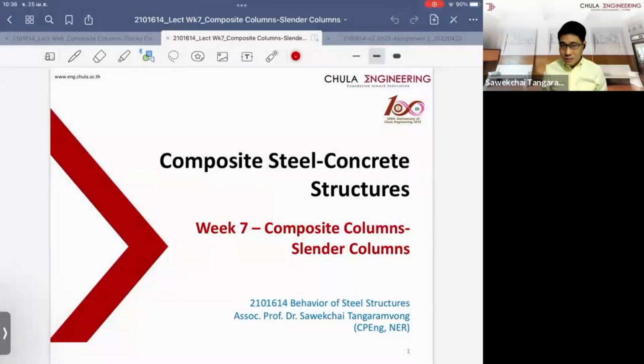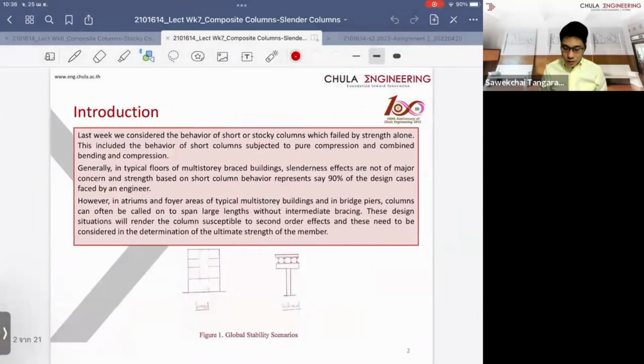Looking at the slender columns for the composite columns. What we have here is just an introduction. Last week we talked about the short column, so the member doesn't buckle and remains very straight in its geometry. But once the ratio of the column section width to the total length of the member becomes really bad, or as we say, the L over r, which is the standard ratio of the column that we use all the time, becomes very large.